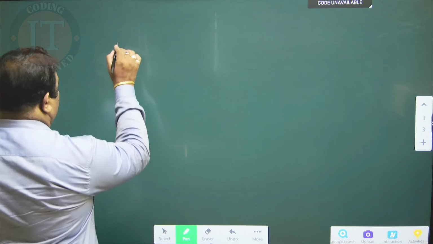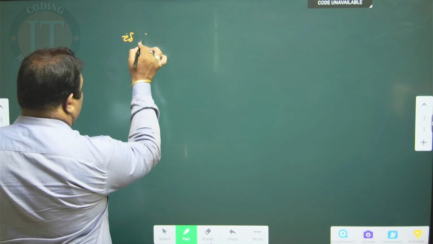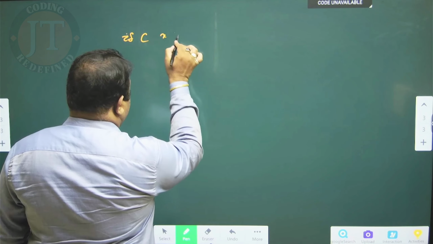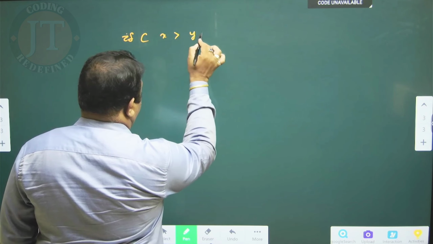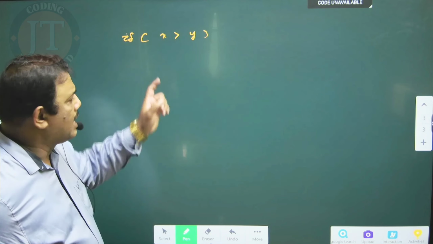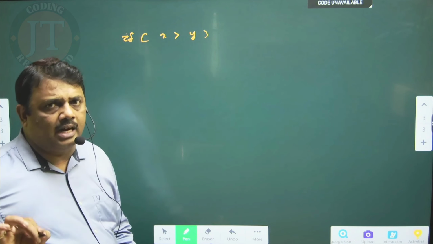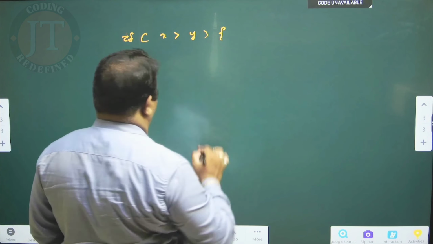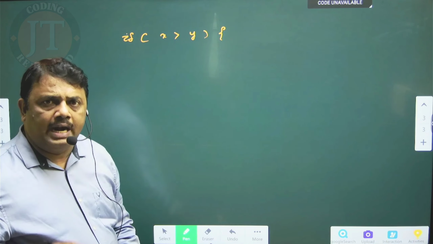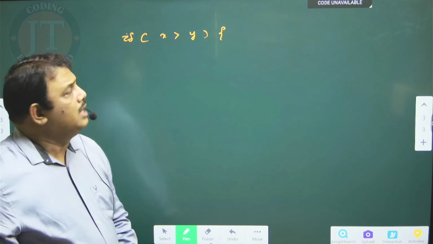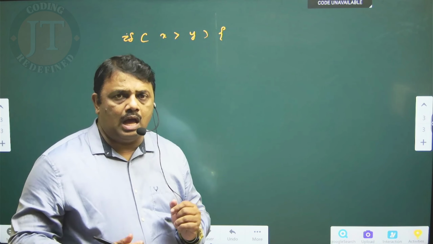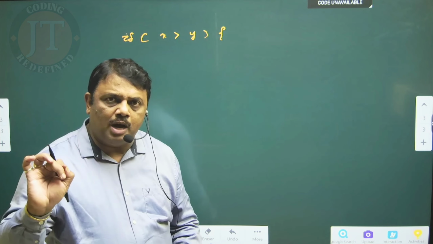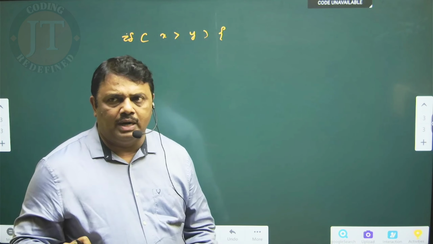Now I pass the condition. What is the condition I write? If x is greater than y. What did I write? If the size x is greater than y. Now listen, if it returns plus 1, then x comes after y. But if it returns minus 1, then x comes first, then y comes.